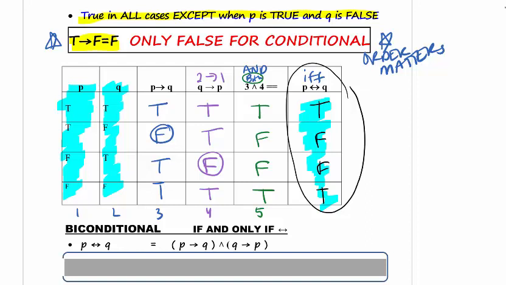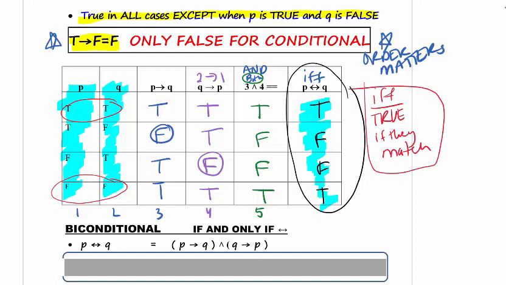So we get a true answer on the first one, so we're looking here. We're getting a true answer on the last one, and we're looking here. So we should notice that my if and only if is true if they match. So that's going to be my rule for my if and only if. My rule that we already talked about for my conditional is there, and that is that column.